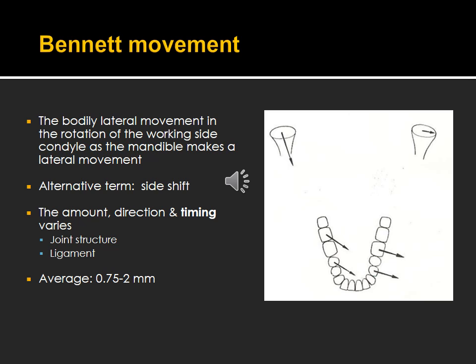And again, the amount, direction, and timing of this movement differ from one patient to another, according to the joint structure, the ligaments, and the border movement of this patient. So the bodily lateral movement of the working side condyle as the mandible makes the lateral movement, again on the working side, we call it Bennett movement or side shift. However, the Bennett angle happened on the non-working side.